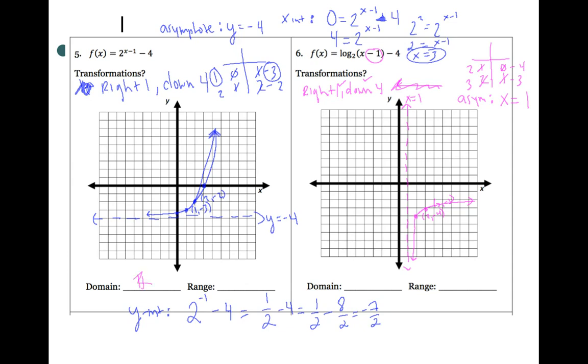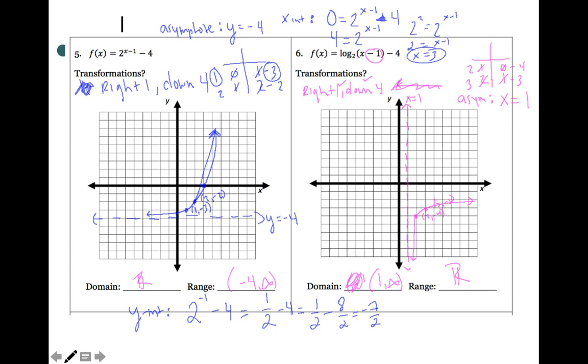The domain of this, oh, I never did this one. The domain was all real numbers, and what was the range? -4 to infinity. This domain is -1. Oh, no, it's not. Ignore me. 1 to infinity. Now don't ignore me. And the range is all real numbers.